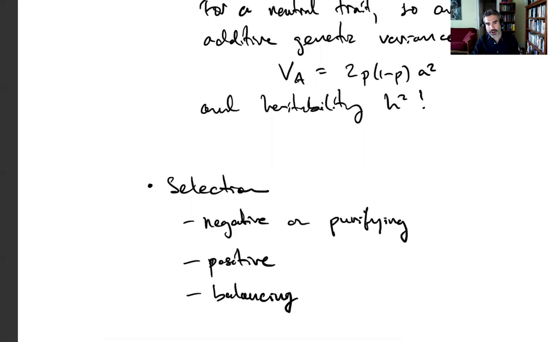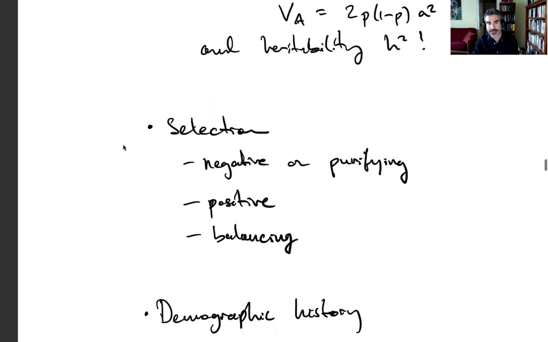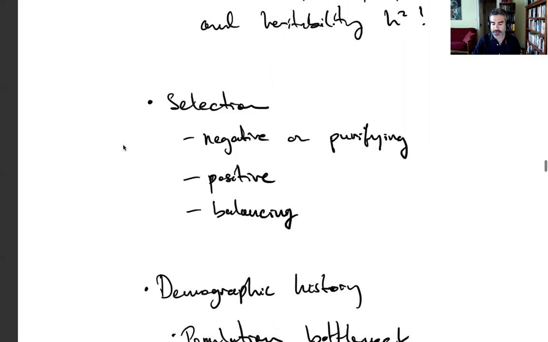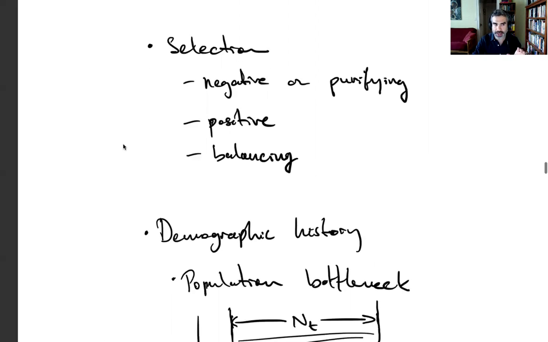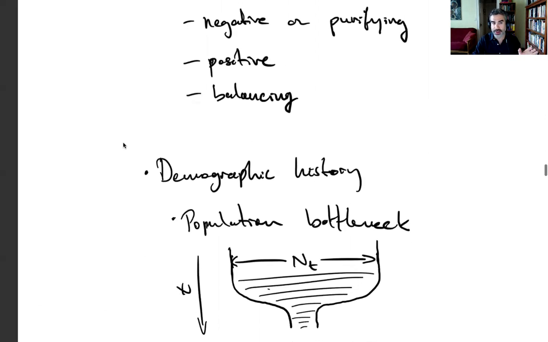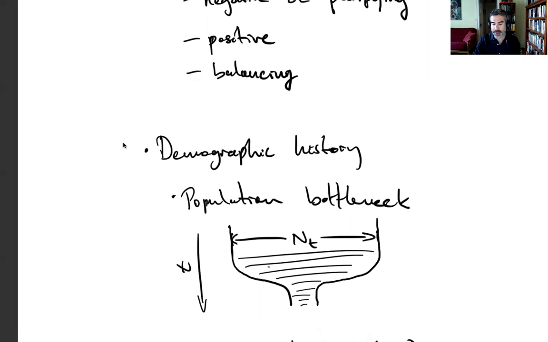We'll now return to the context of neutral variation to consider the impact of demographic history on genetic variation and allele frequencies. An important scenario is a population bottleneck. So imagine that we suddenly go down to, say, 50 individuals, or 2n equals 100 copies. What happens to the variation?